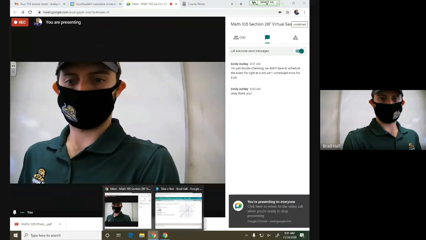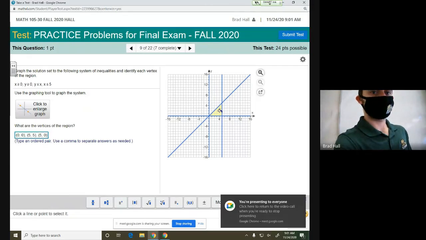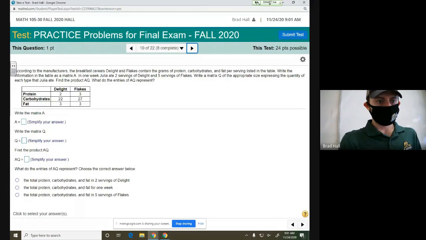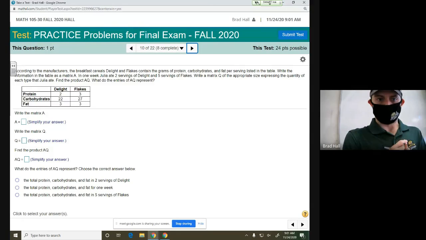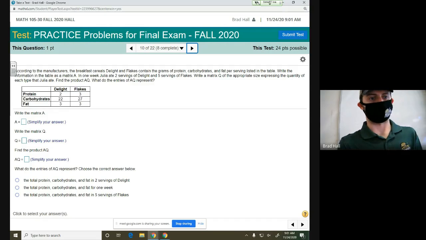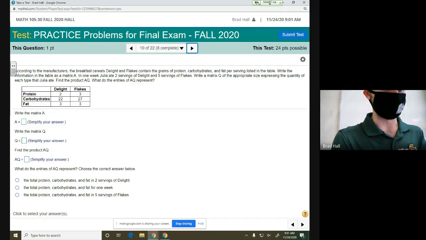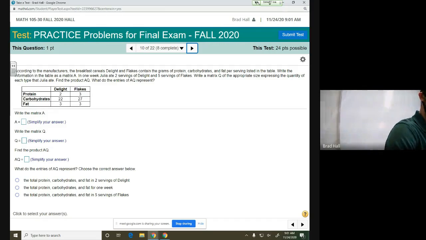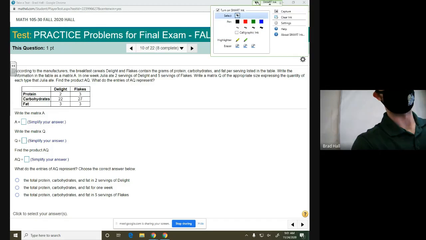Okay. Let's keep going. Okay, so they give us a table of information, and really we don't have to read the paragraph too much because they summarize the paragraph in this table for us. I guess the only thing we need to see is what the matrix A represents. And it seems like they're saying matrix A is the table itself.